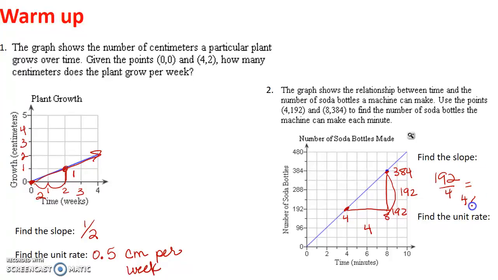So our slope is a positive 48 because, again, this line is increasing. And so now if I change that to a unit rate, I'm going to say that this is 48 bottles per minute.